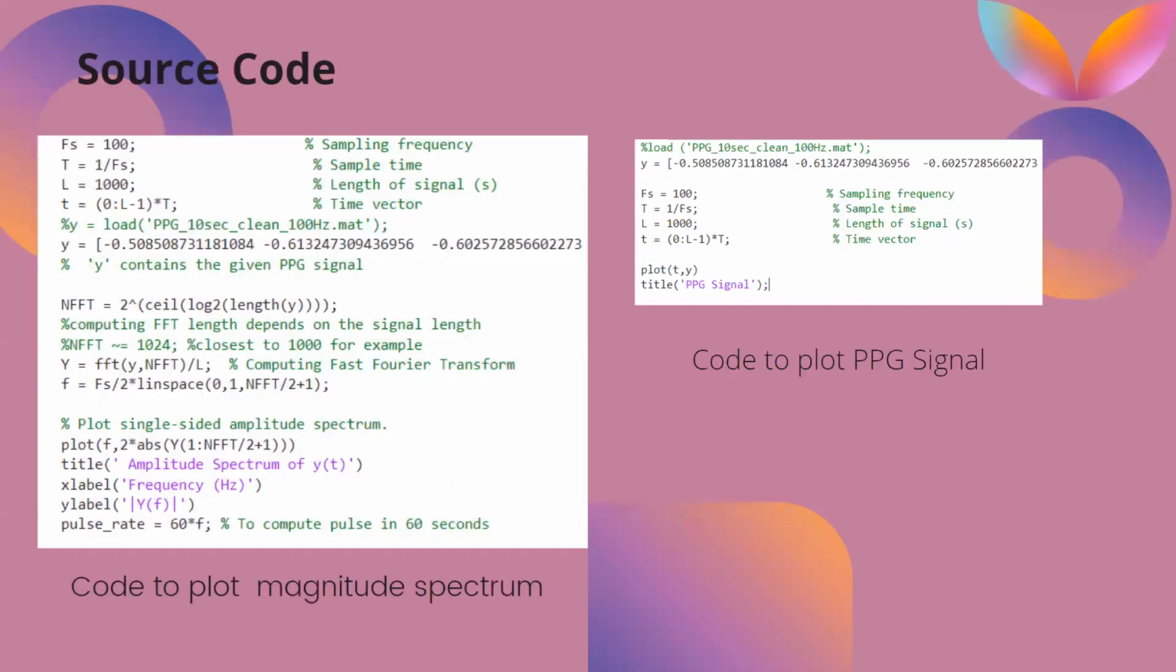Now we will look at the source code. This is the source code to plot the magnitude spectrum and to plot the PPG signal. Here we have sampling frequency which is equal to 100 Hz. So now we will load the data. The signal length is 1000.